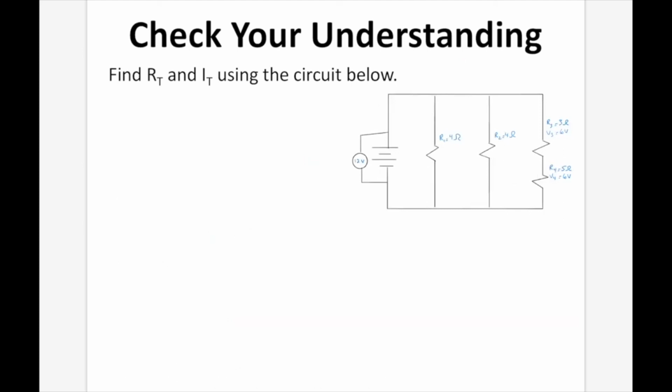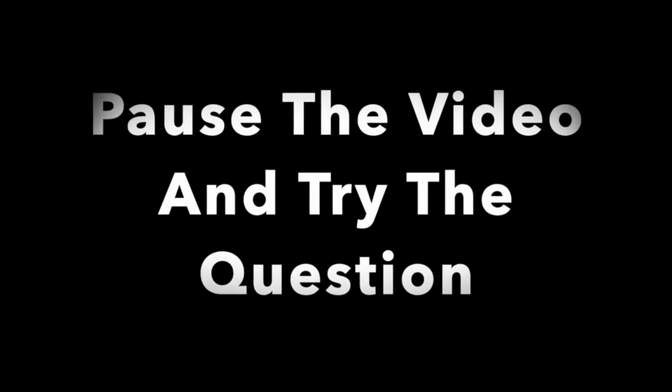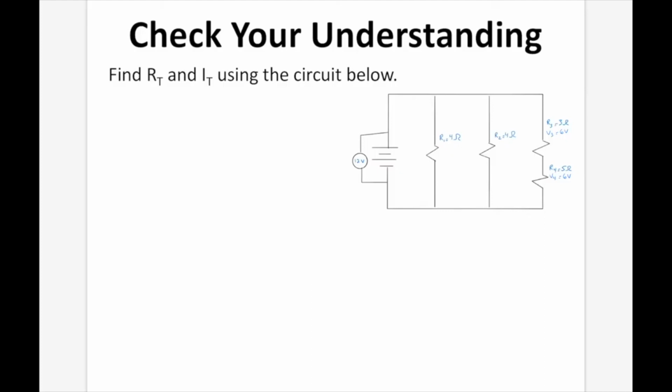Check your understanding. Find RT and IT using the circuit below. Now the first thing we've got to do is figure out whether it's a series or parallel circuit. It's a little more complicated because it's actually both. You can see that it's parallel because we have 1, 2, 3 branches, but it's also series because we have this series part where it goes down the third branch.